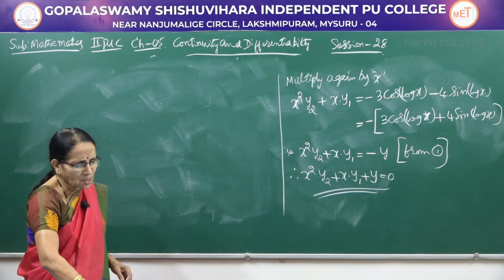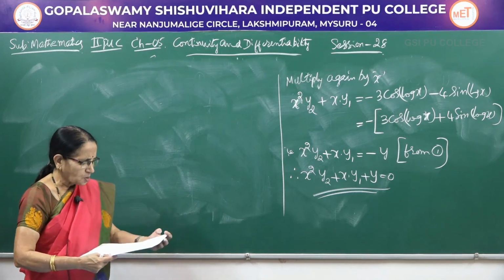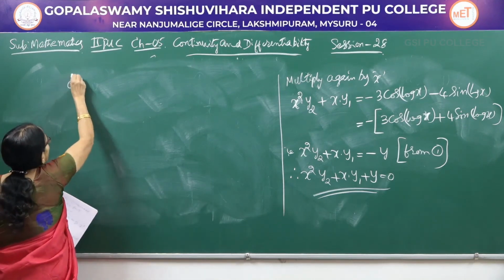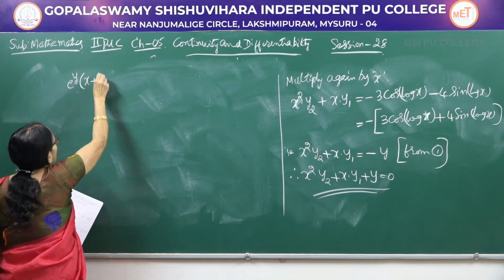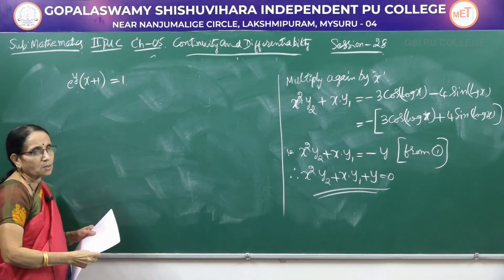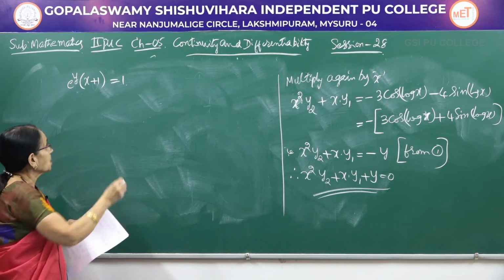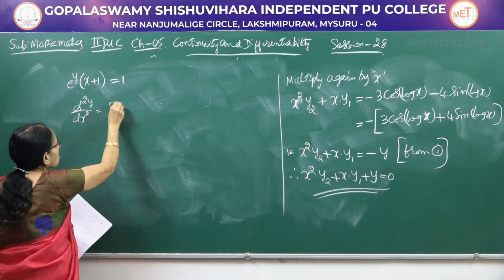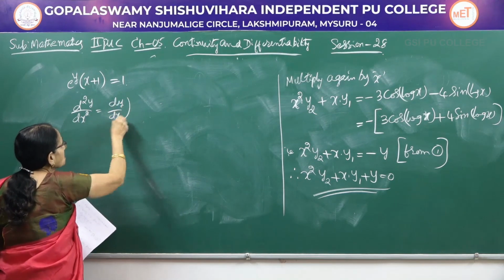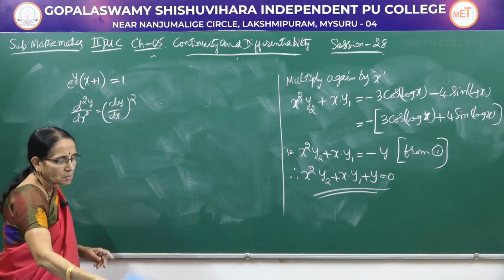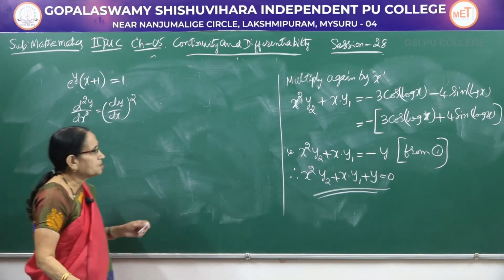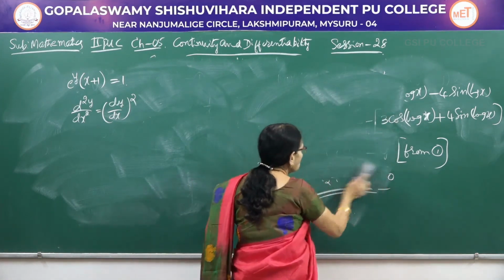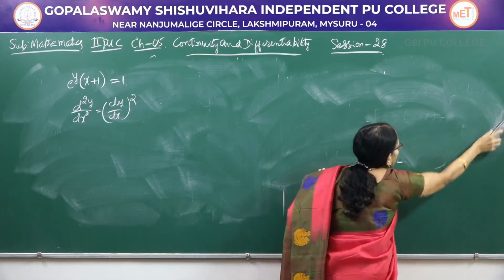Next problem, this next problem is quite simple. You can expect it for a 2 or 3 mark question. Sometimes it is given for a 3 mark question. Here, e to the power y into x plus 1 is equal to 1, this is the given function. Show that d square y by dx square equal to dy by dx the whole square. So this is another type of problem. It's a product of the exponential function and an algebraic function, isn't it?